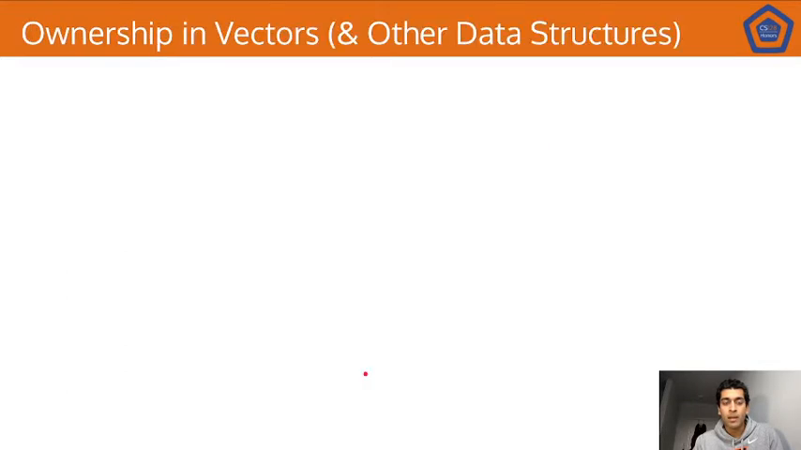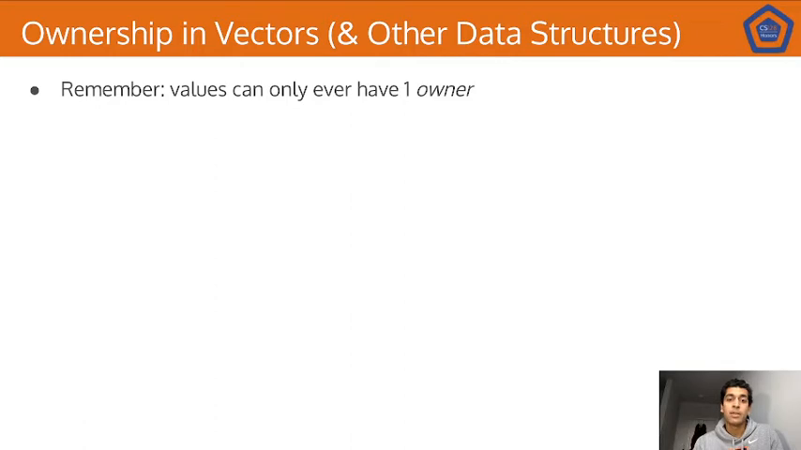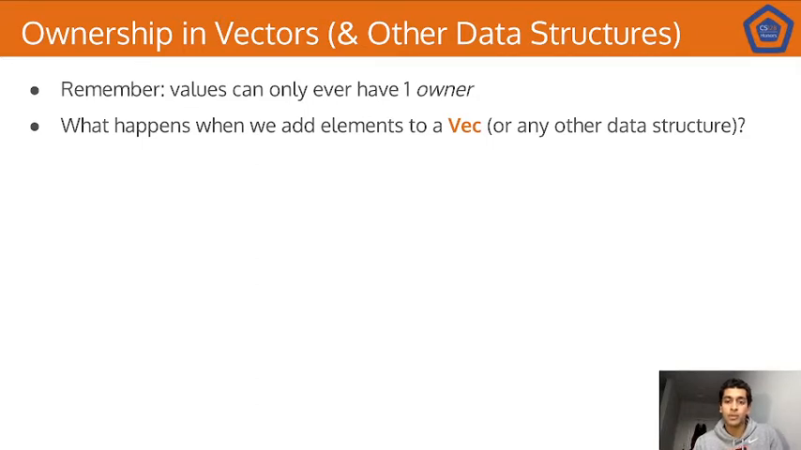Okay. I want to talk about ownership in data structures now. This will come in handy in all of the future MPs. So again, I want to reiterate this. Values can only ever have one owner. So what would happen if we try to add elements to a vector? Well, the vector would take ownership of those values.